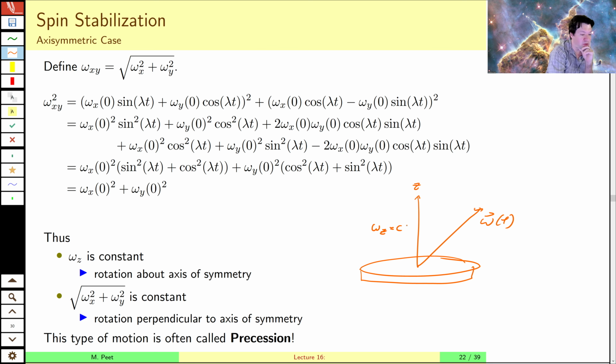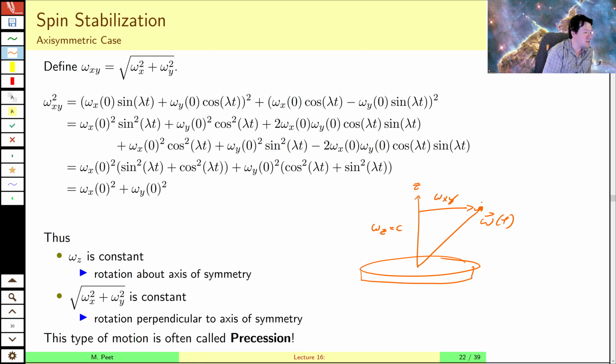And the second thing we're going to be looking for is the component of omega, the distance of omega from the z-axis. The distance of this omega vector from the z-axis. And we're going to show that's constant, basically.